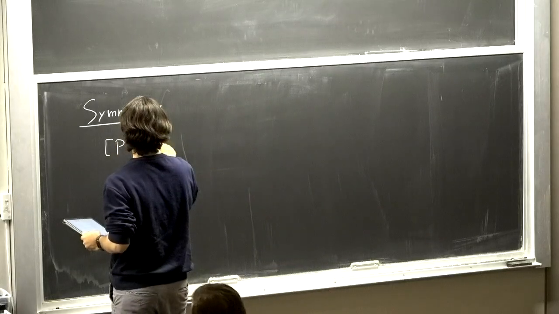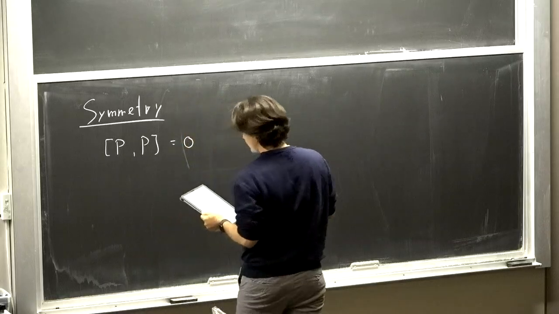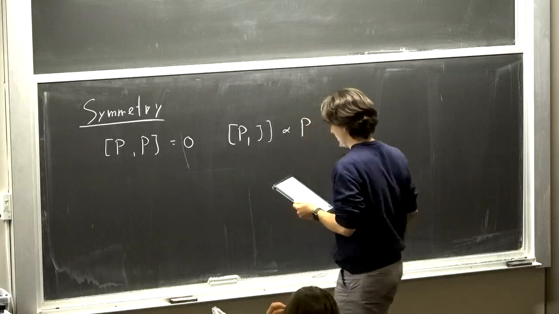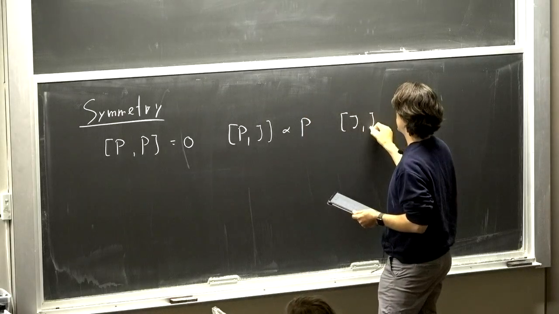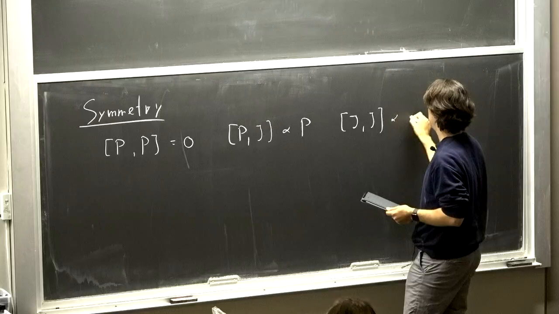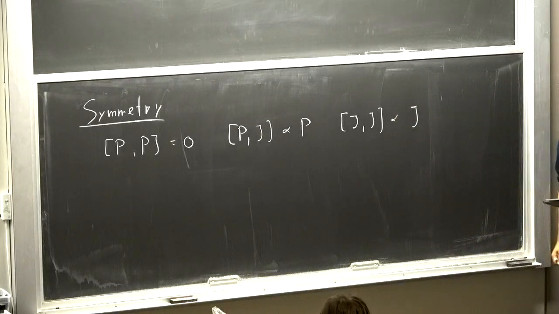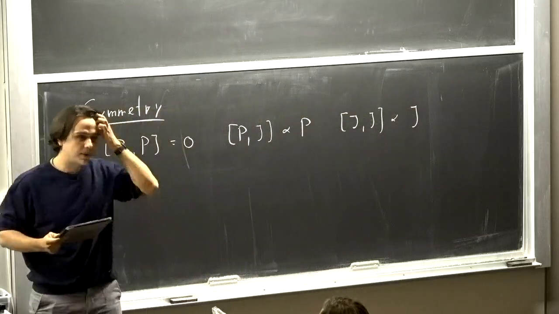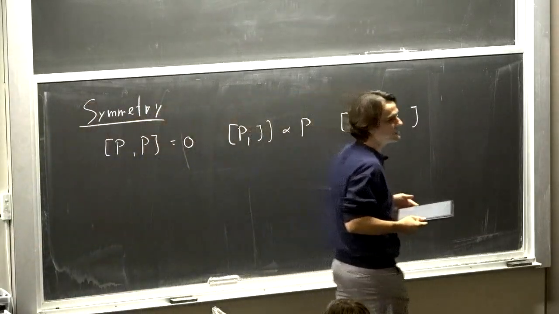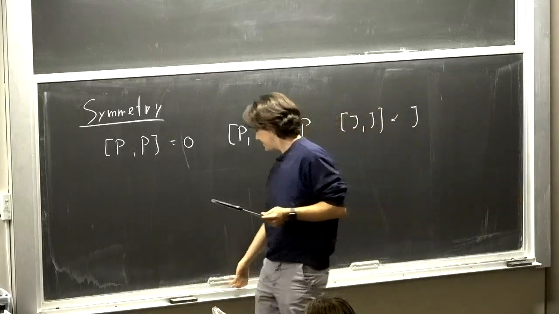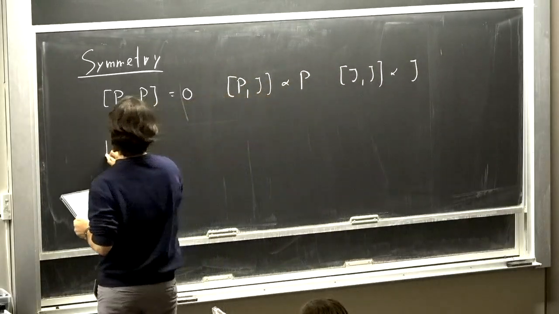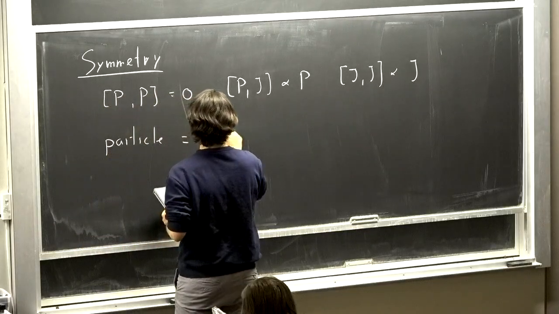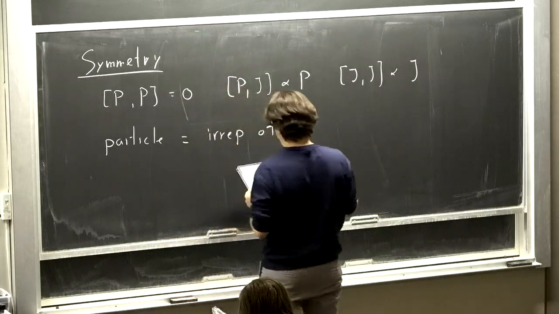So I have some momentum generators that commute. I have this transform as a vector. And then I have a bunch of rotation generators that satisfy the usual kind of commutation relations for rotation. So if we think about particles, which is what we want to think about for scattering, what is a particle? So there's this kind of fancy definition of a particle, which is an irrep of Poincare algebra.